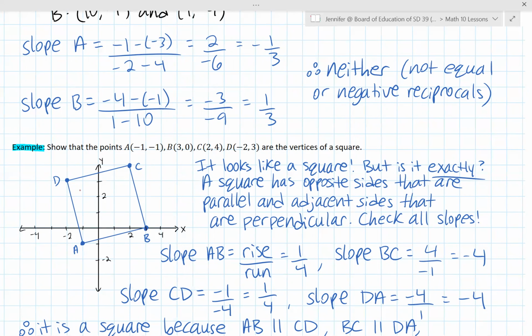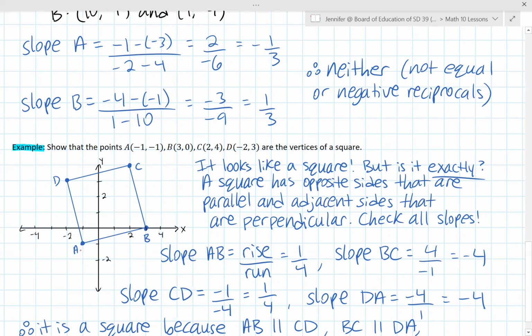What we know about squares is that the opposite sides have to be parallel to each other, and the adjacent sides, or all of the corners, have to be 90 degrees. So essentially, we need to check all 4 of these slopes for these 4 line segments and check that the appropriate lines are parallel or perpendicular to each other. Because it's possible it looks like a square, but then once we do the calculation, it's not quite a square.